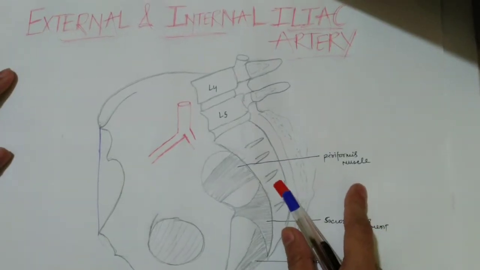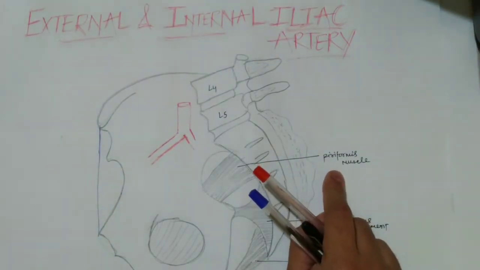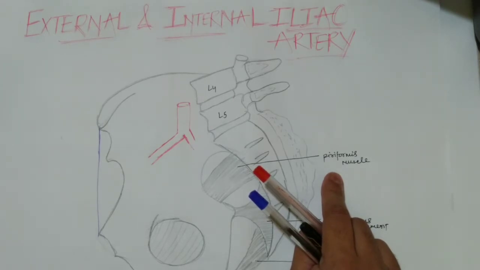Hello everyone. So now we are here in the section of our blood supply in the region of our pelvic region or the lower part of our diaphragm. In this video we are going to discuss the branches from our external and the internal iliac artery, which are the terminal branches of our common iliac artery on the left and the right side both.